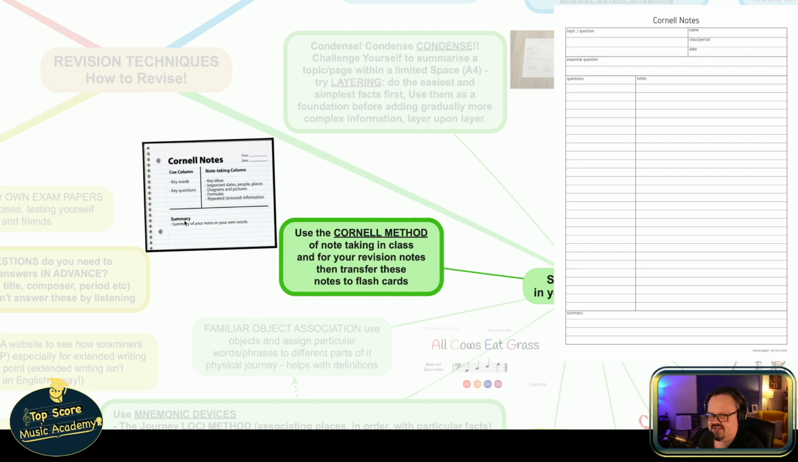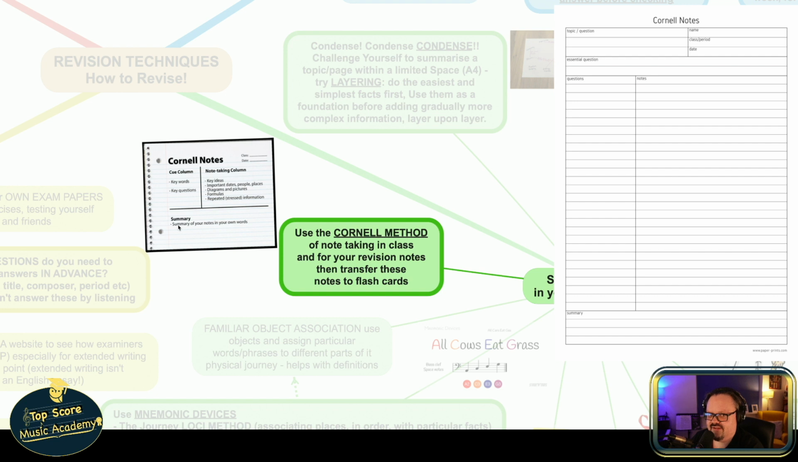And then at the bottom, which is really handy, and I wish I had done this when I was in college or in school, is a summary of what you're doing up here. A summary of your notes in your own words. So if you're doing the Cornell method of taking notes in class, when it comes to revision time, this part down here is critical. This is where you're probably going to end up making your flashcards from right off the bat.